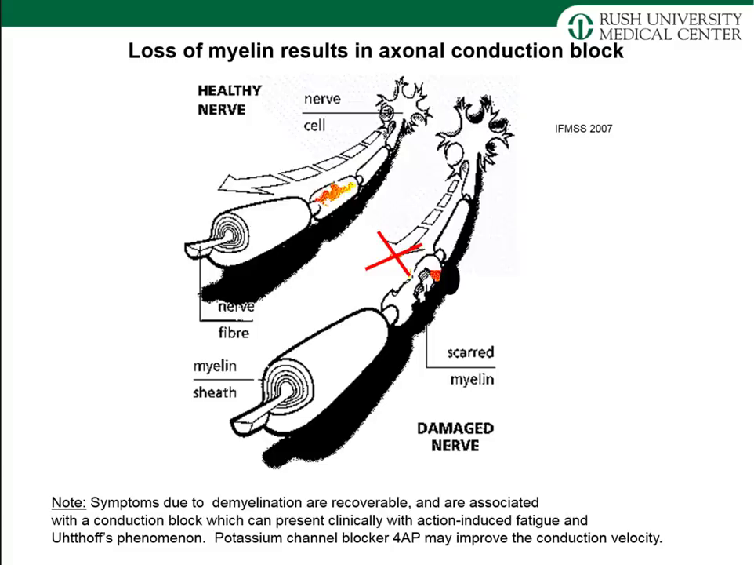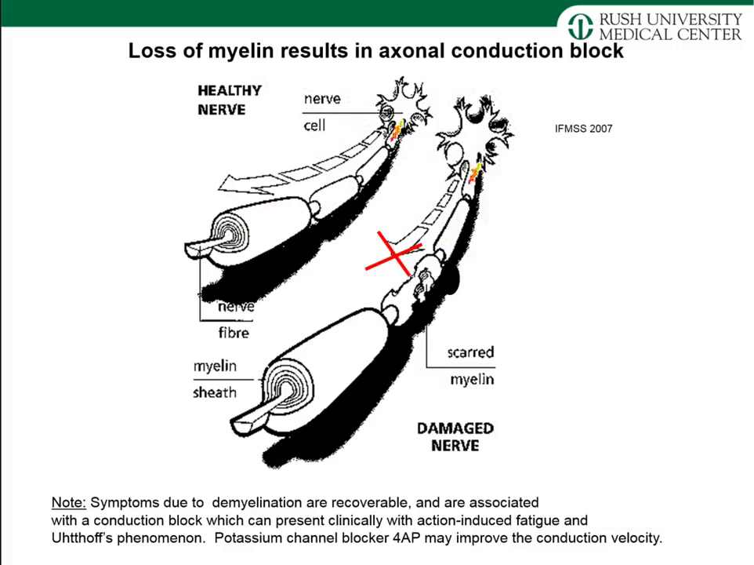The loss of myelin results in an axonal conduction block. So what you can see on the left is a healthy nerve, which is normally conducting information down the nerve cell. But on the right, you have disrupted the myelin due to the demyelination in multiple sclerosis. And because of that, the information is not getting all the way down the nerve and is being stopped partway. The symptoms due to demyelination are recoverable.